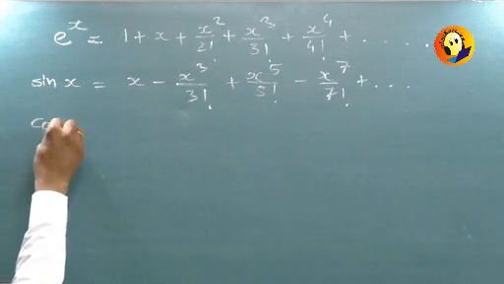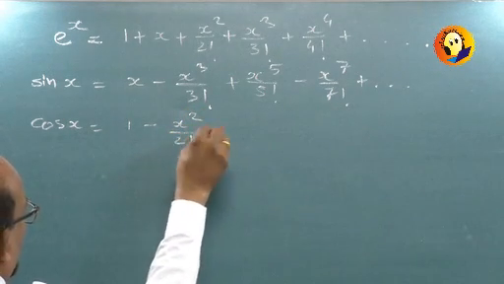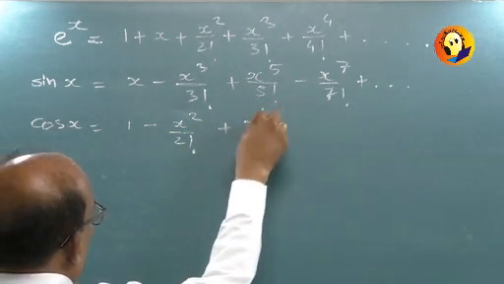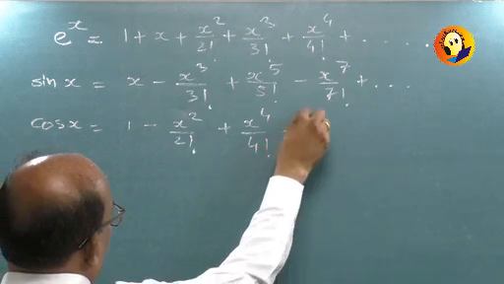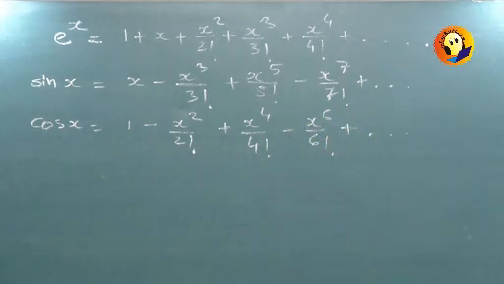Series for cos x is 1 minus x square by 2 factorial plus x raised to 4 by 4 factorial minus x raised to 6 by 6 factorial. Now we will just confirm.